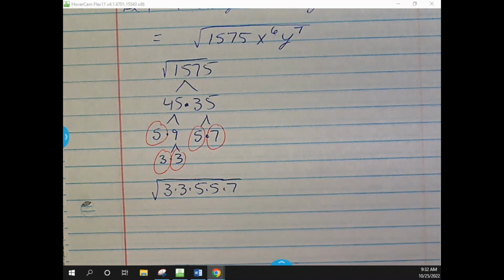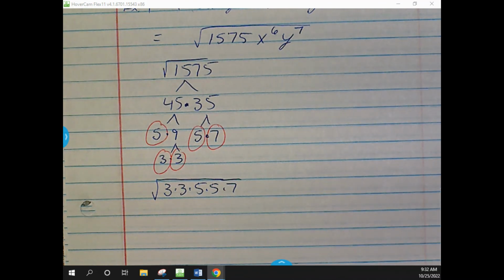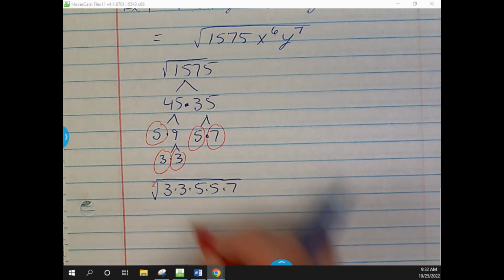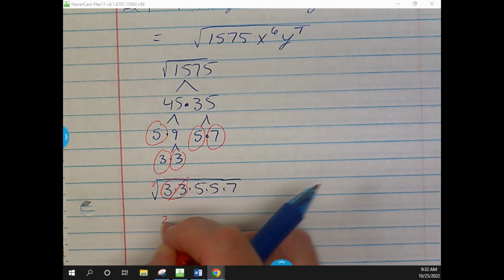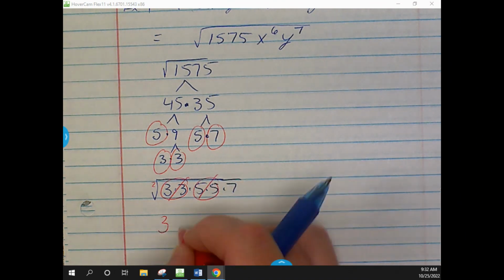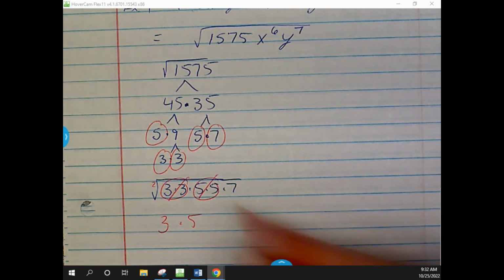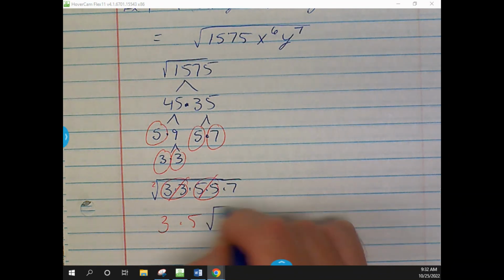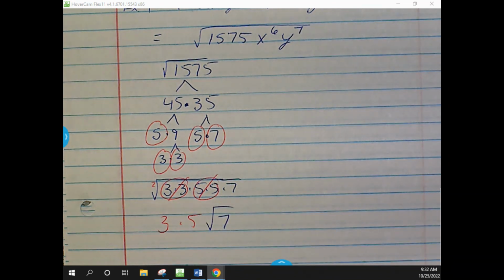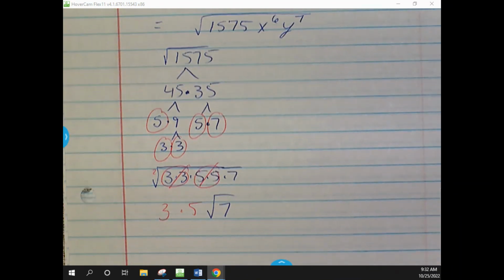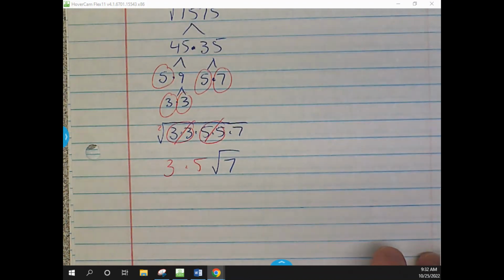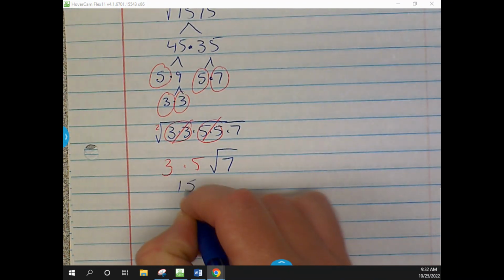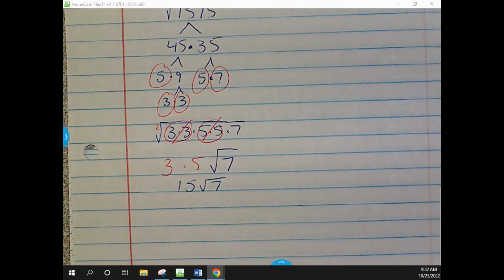Okay, and again, you're probably thinking with 1,575, it's going to be huge. It's really not that bad. Because its index is 2, because it's square. We got a pair of 3s, so the 3 will get out. A pair of 5s, the 5 gets out. The 7 does not have a pair, so it will stay on the inside. So that is 15 square root of 7.